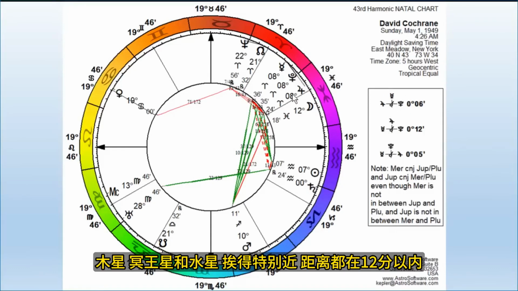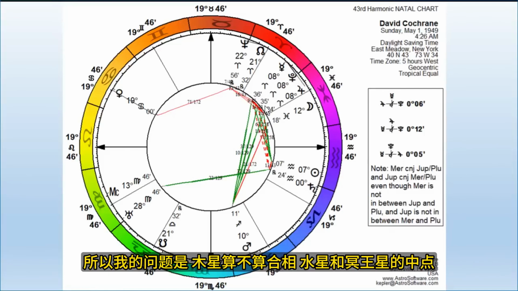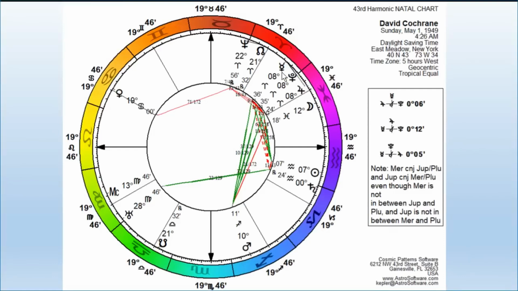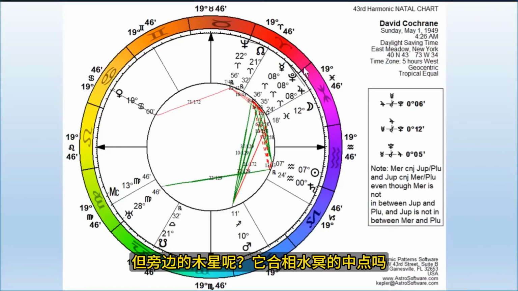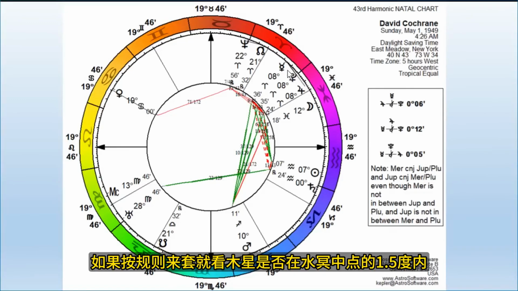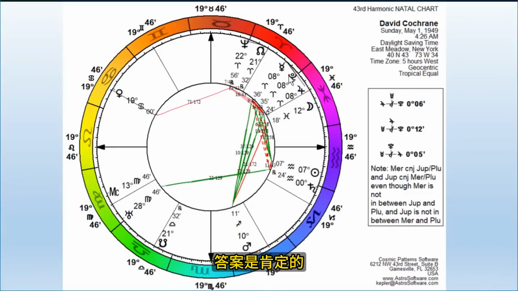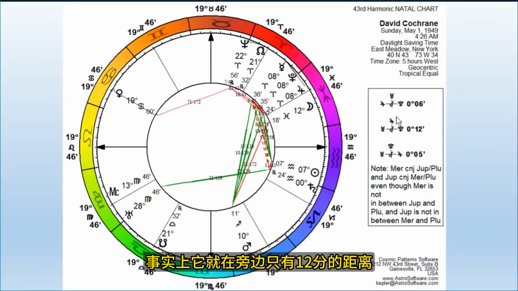here's a chart where Jupiter, Pluto, and Mercury are all extremely close. In this case, we're within 12 minutes. So my question is this. Is Jupiter conjunct the Mercury-Pluto midpoint? Clearly, Pluto is conjunct the Mercury-Jupiter midpoint. But is Jupiter conjunct the Mercury-Pluto midpoint? Well, if you use the rule, is Jupiter within 1.5 degrees of the Mercury-Pluto midpoint? Yes, it is. In fact, it's over here on the right side.